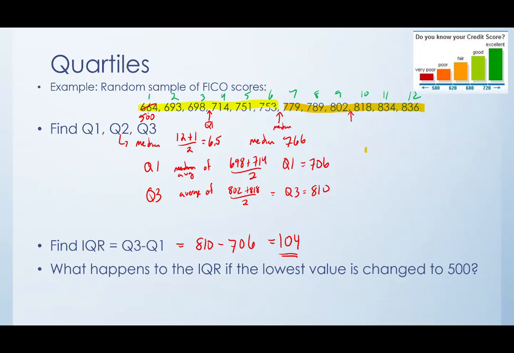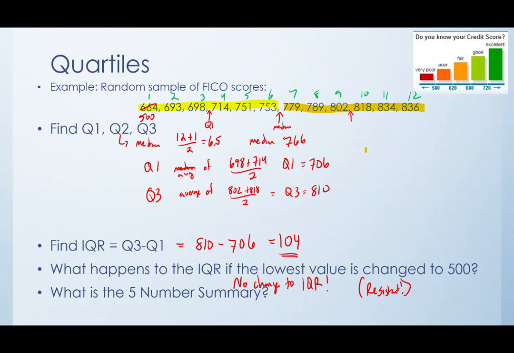And then Q1, same story, right? The median of the bottom half, it didn't change. Median of the top half, it didn't change. So no change to the interquartile range, which is nice. It's because it is resistant. Okay. And last part of this, and then we'll break for the next one.